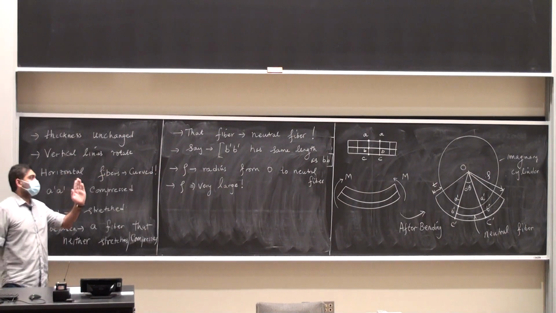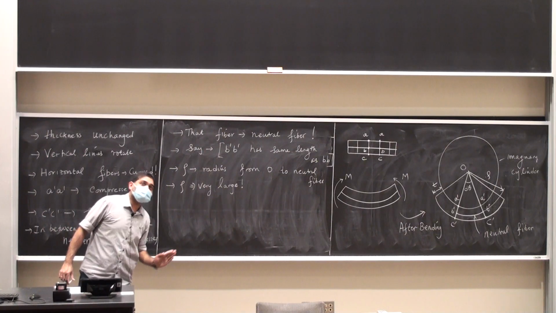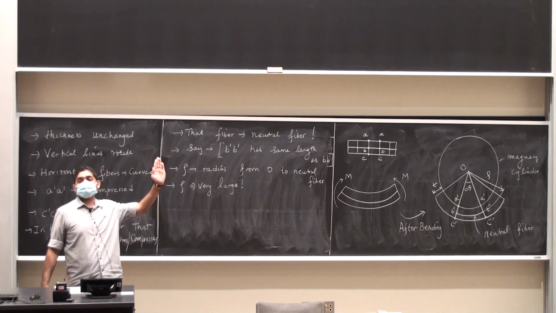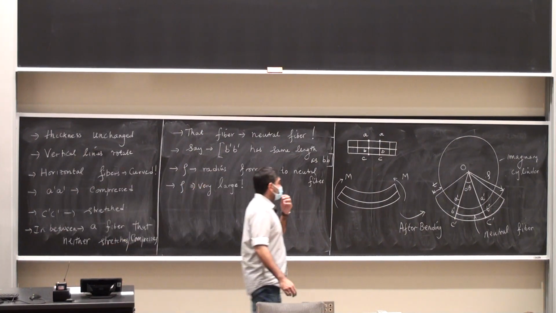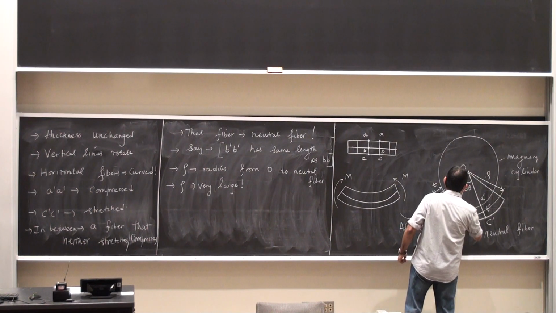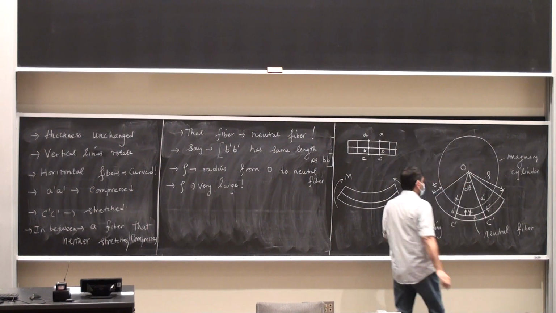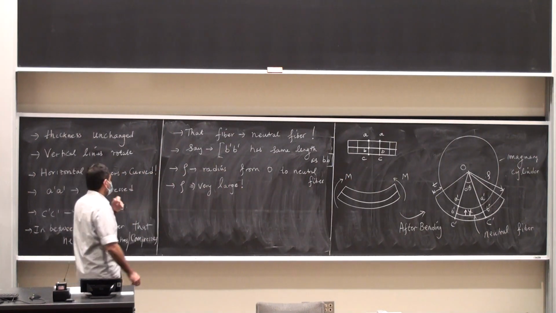So I'm going to say that from the neutral fiber, as I walk towards the center of this hypothetical circle O, that radial distance, I'm going to call it a distance y. Okay, so y is still a radial distance, but it is hypothetically vertical.